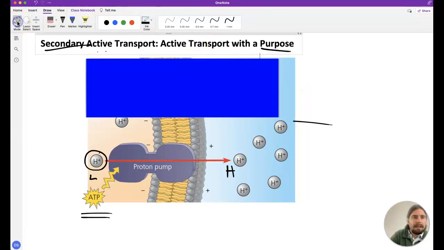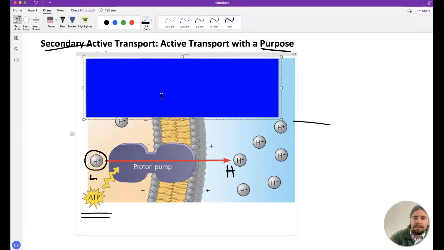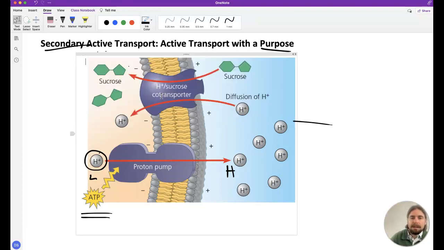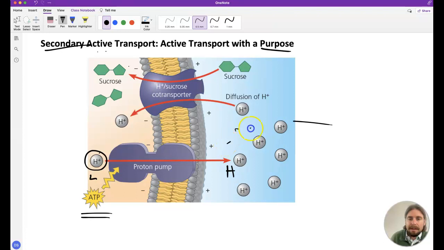And in the context of this particular example, these hydrogens are extremely uncomfortable, and they're going to want to establish equilibrium. They're going to want to get back to their initial state. And so our cells will take advantage of this high concentration and allow the hydrogen ions, the protons, to diffuse back across the membrane through facilitated diffusion.